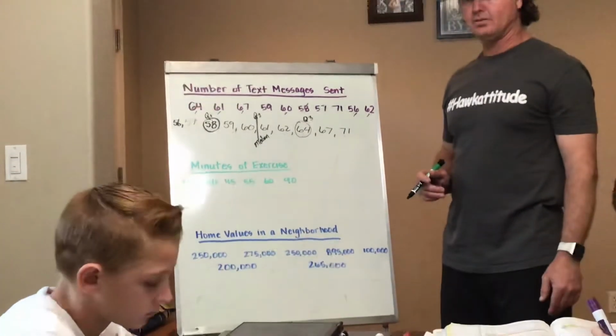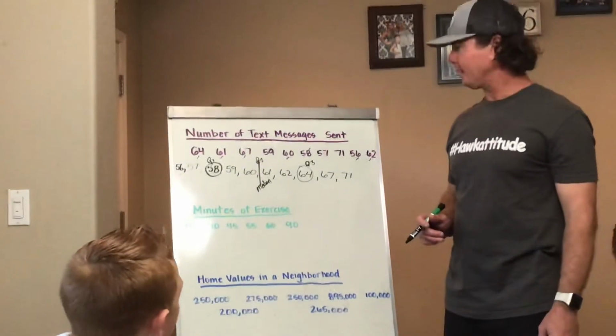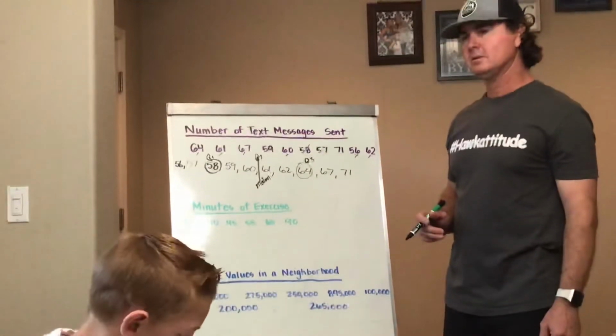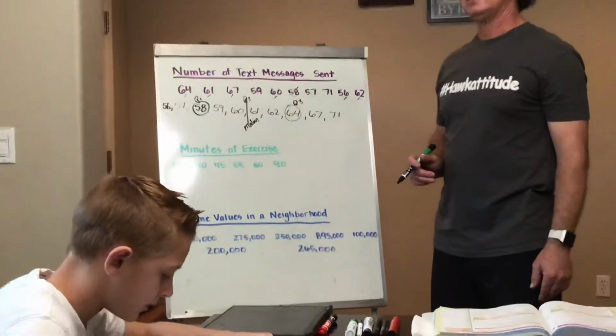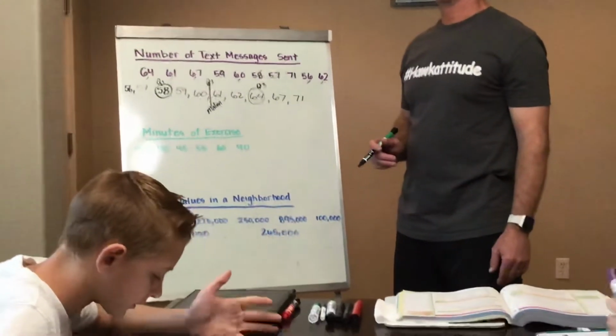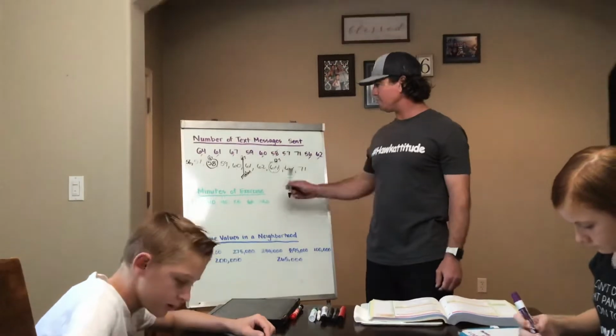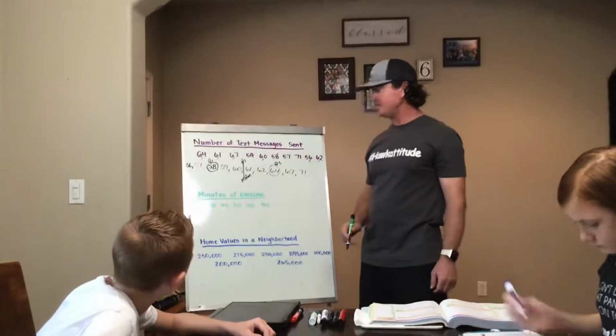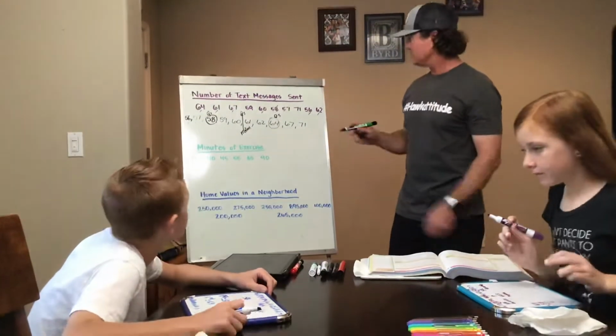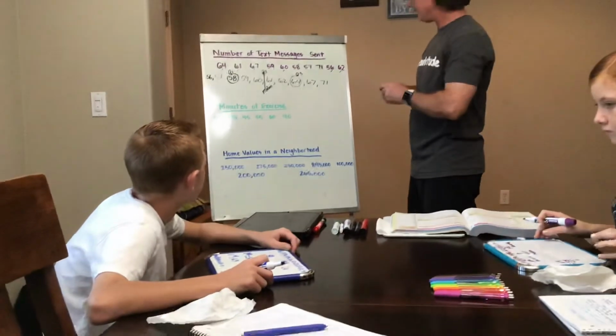So, Dalton, do you know what we're going to do? Yeah. Okay, what are you going to do? So you're going to take the third quartile and the first quartile, and you're going to subtract the first quartile from the third quartile. Excellent. And what did you get? You subtracted 64 minus 58, and you got? 6. 6. All right, very good.